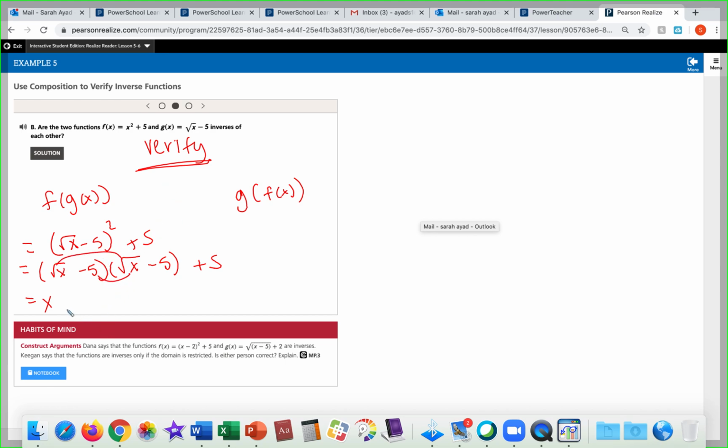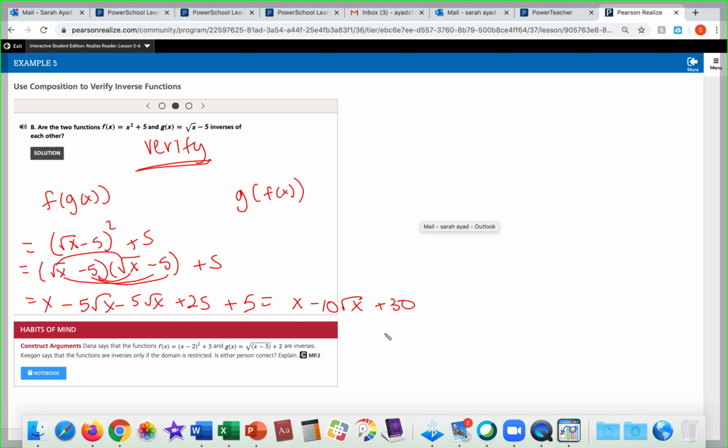Right? Then here we have negative 5 root x, negative 5 root x again, plus 25. And then I have plus 5. From there, am I left? I could go ahead and simplify this. I'll do it just to x minus 10 root x plus 30.